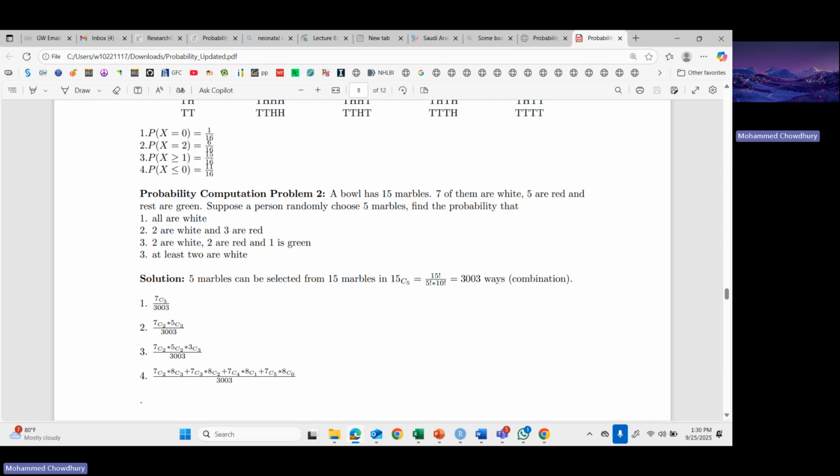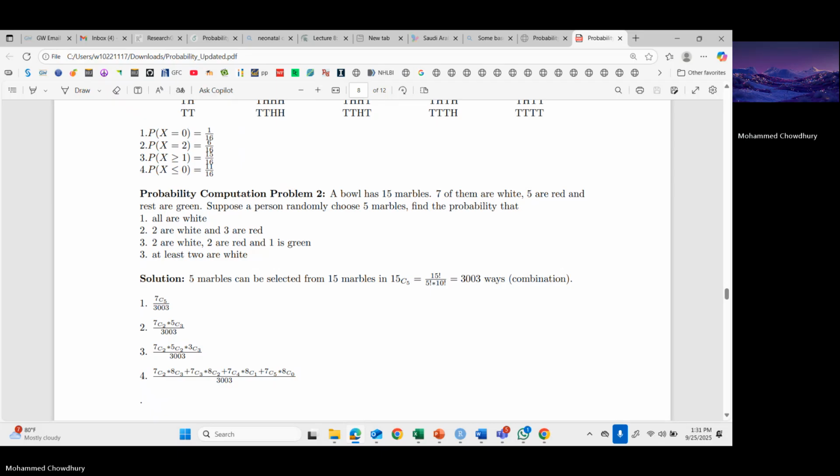Now I want to solve a problem. A box has 15 marbles. 7 of them are white, 5 of them are red, and the rest are green. So 12 are white and red, and the remaining 3 are green. So 15 marbles. Suppose a person randomly chooses 5 marbles, find the probability that all are white.